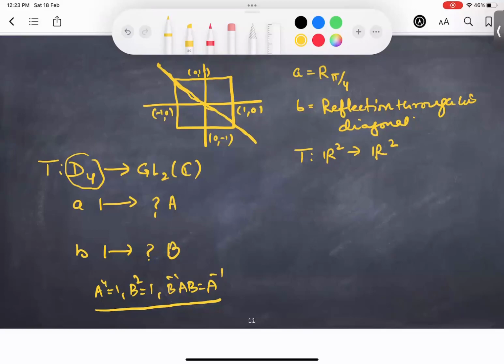Then what is that linear transformation? Where is (0, 1) going to? So what are the bases? How do you write a linear transformation? You have to send bases to bases, and then what you get is a 1-1 onto transformation from this to this, and the matrix of that will be an invertible matrix.